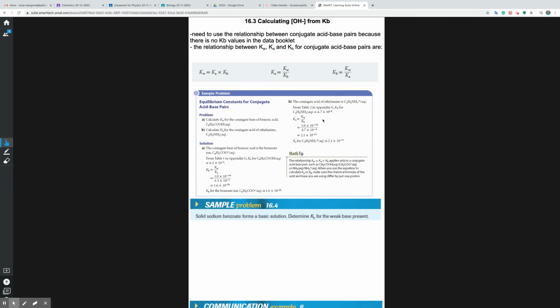Okay, for this one, you're given the Kb and you want to find the Ka, so you just put it into the formula. These examples are also in your textbook here.